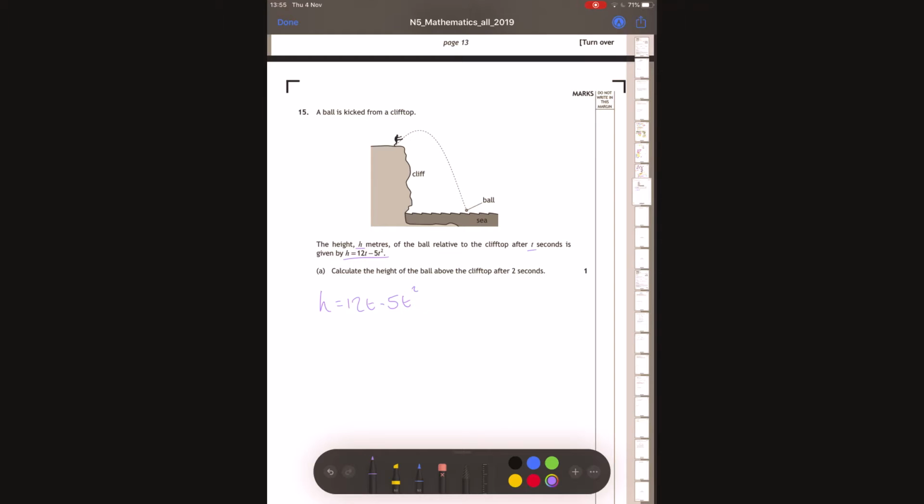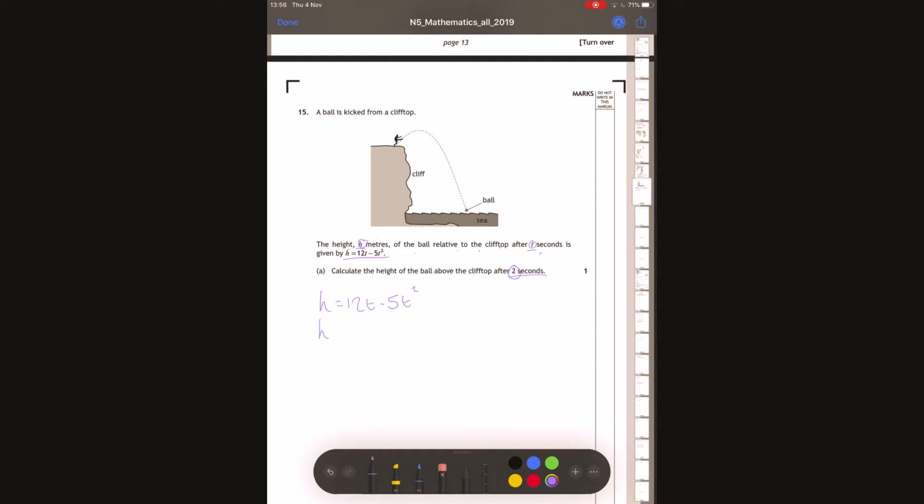So, we know that height is h. Here's our h. And we're given this piece of information, 2 seconds. Now, let's reread this again. The height, h meters, blah, blah, blah, t seconds. So, we have our h, which we know is height, and t is seconds. t represents seconds. So, we substitute 2 for t.